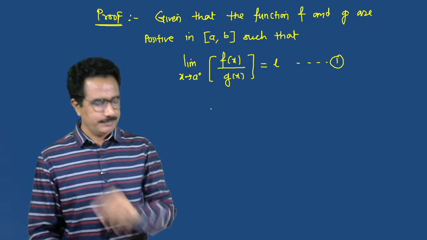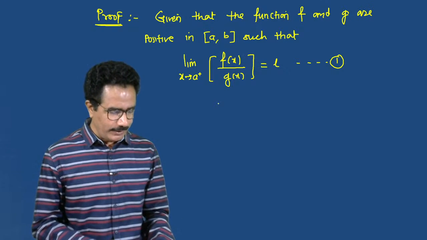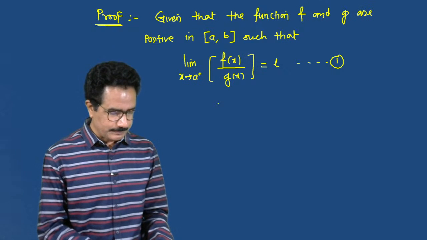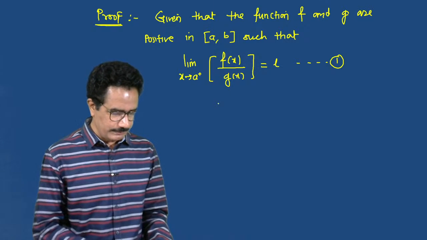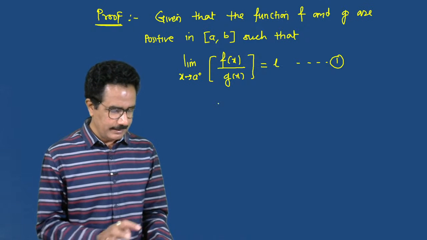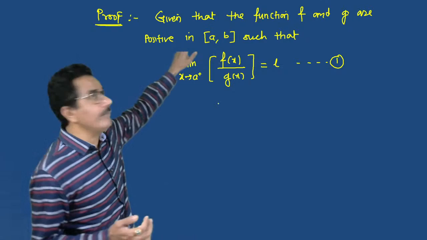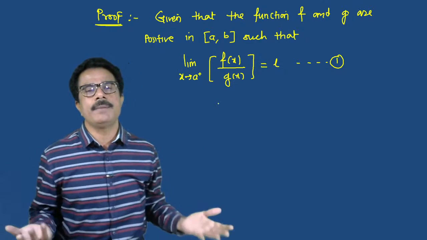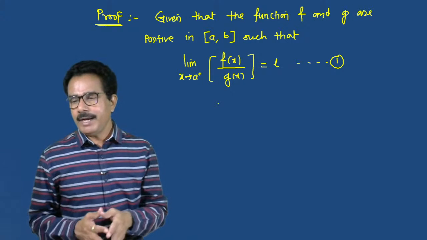Note that here f is positive, g is positive, so f divided by g is also positive. So f divided by g is positive, because we have given f is positive, g is positive, then we can write f divided by g is also positive.